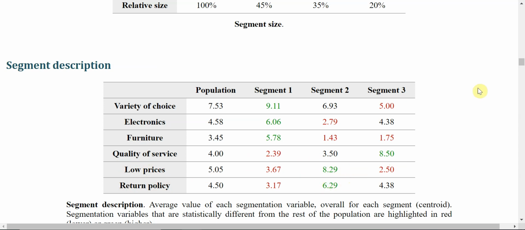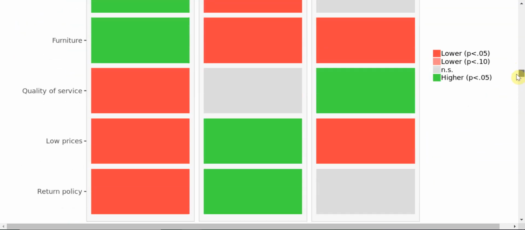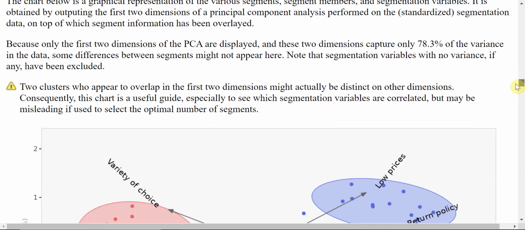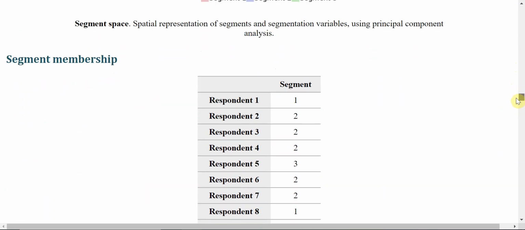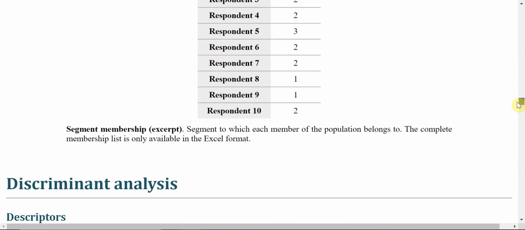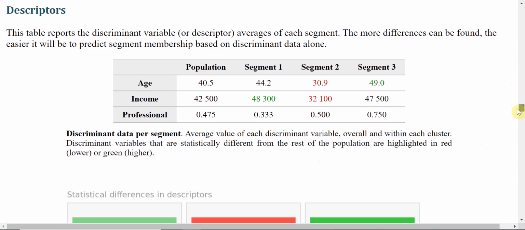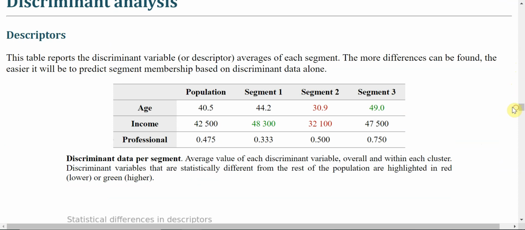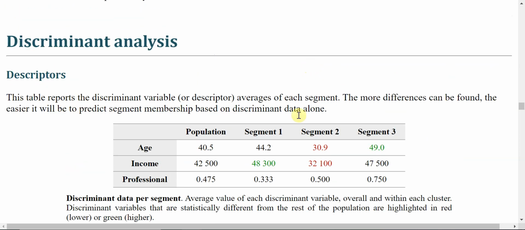Segment number 2. After having this target segment, we want to describe the chosen target segment a little bit more with other variables, descriptors. We can use discriminant analysis to describe the chosen target segment here. We chose segment number 2, so we can explain segment number 2 with these variables.